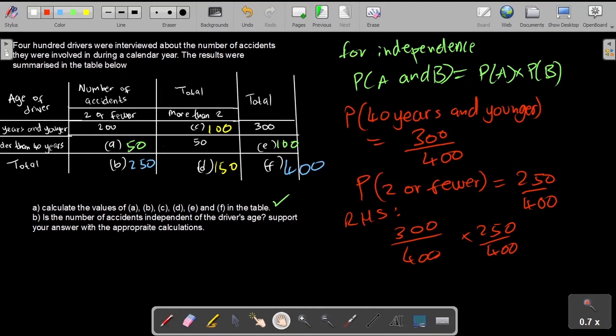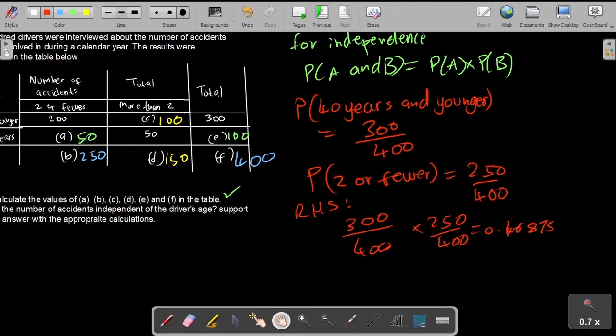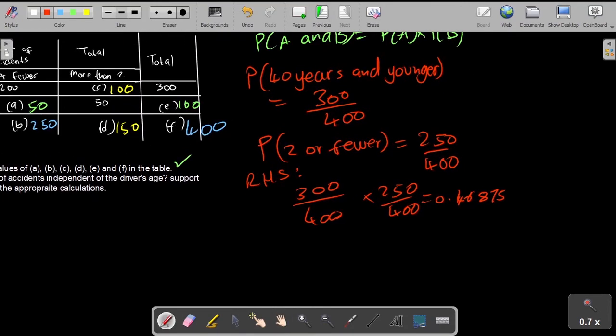And the value that you do get from multiplying the two is, let me just reconfirm this. The value is 0.46875. So that is the value that you get from multiplying the two. And now let's check the left-hand side of our test.